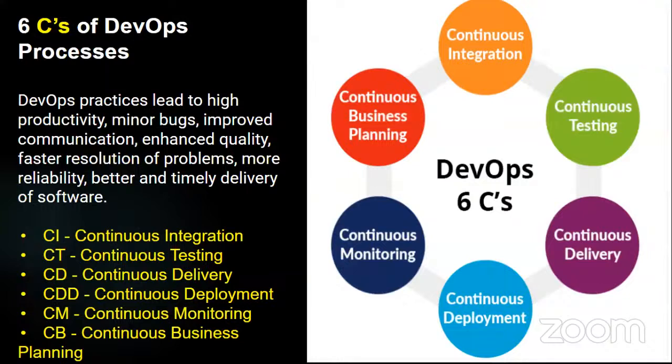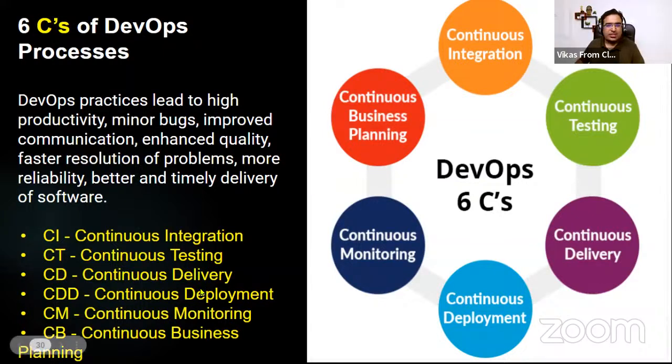Like in the first phase we talked about continuous integration, where GitHub and Jenkins are integrated and work in the backend. I'm sure in all these 6 or 7 phases, multiple tools are working in the backend. When deployment or delivery comes, Jenkins and Docker come into the picture. When monitoring comes, Prometheus and Grafana come into the picture. In business planning, Jira, ServiceNow, and Confluence come into the picture.